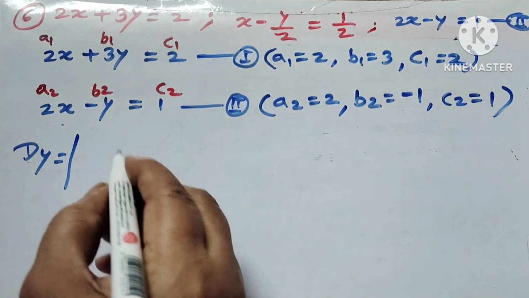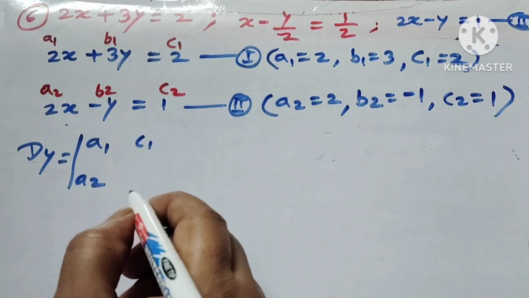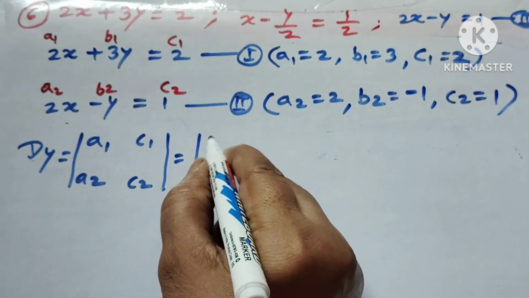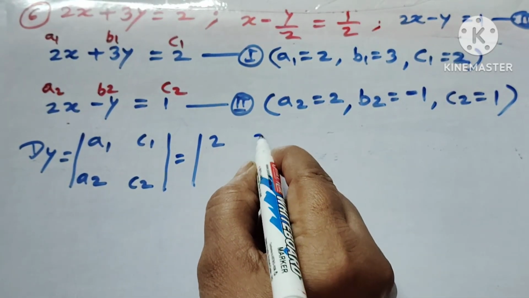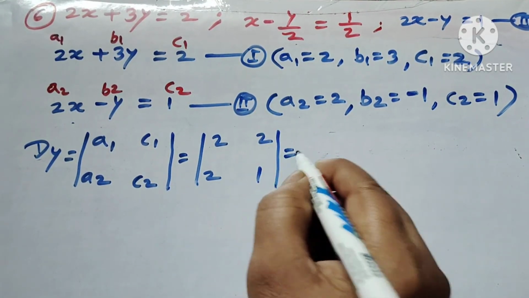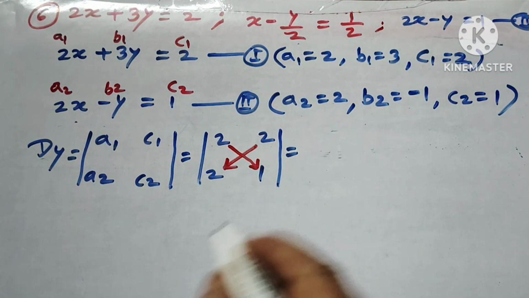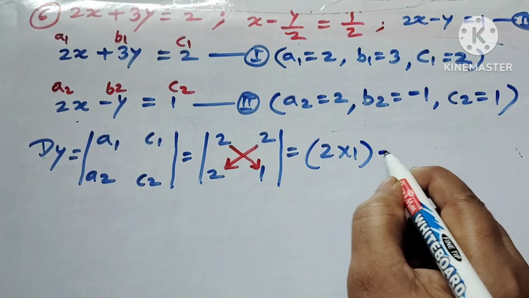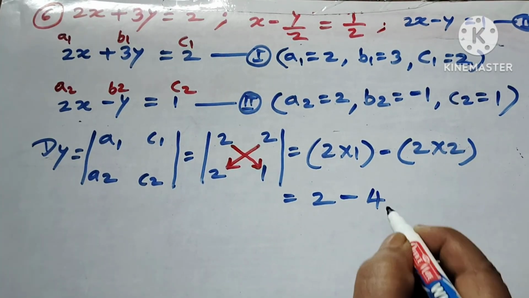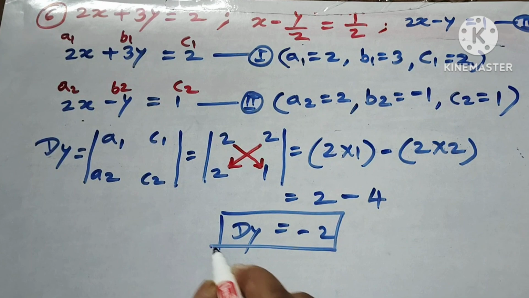dy is equal to a1 c1, a2 c2, is equal to a1 2, c1 2, a2 2, c2 1, is equal to in bracket 2 into 1 minus 2 into 2 is equal to 2 ones are 2 minus 4, is equal to opposite sign, then minus 2. dy is equal to minus 2.